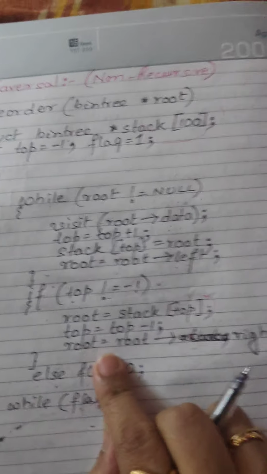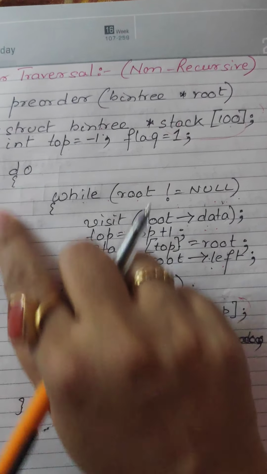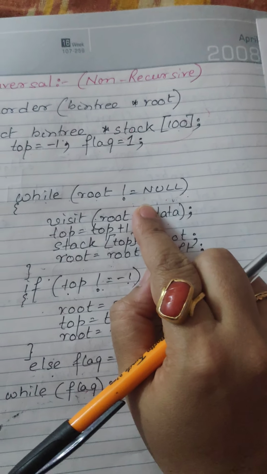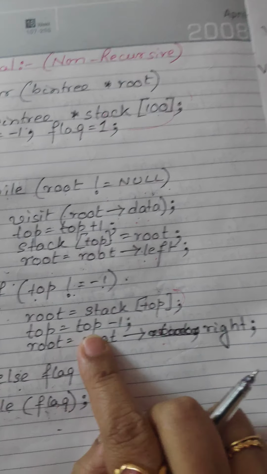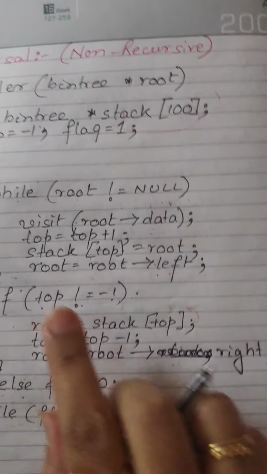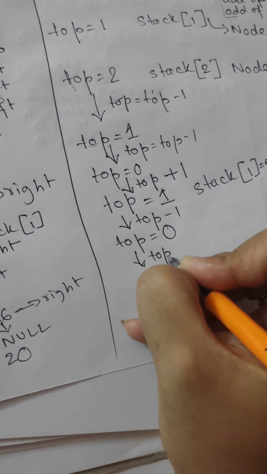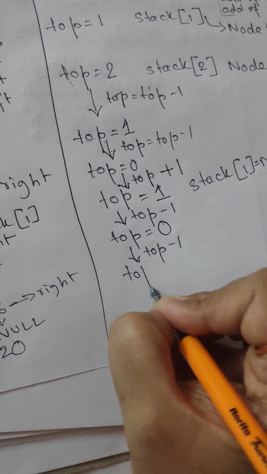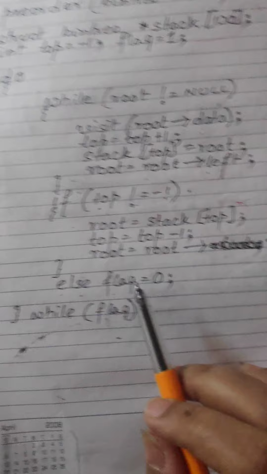Now after that, while flag is still 1, you go back to while root is not null. Root is equal to stack top, so root becomes 20. Then top is equal to top minus 1. So over here, top becomes -1.